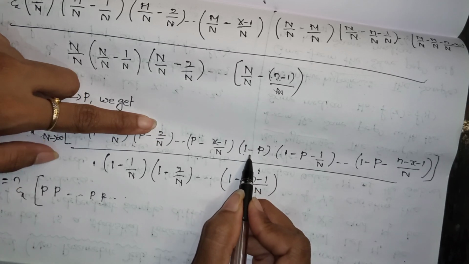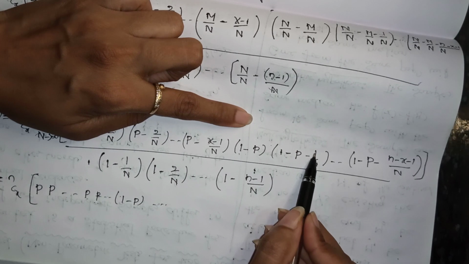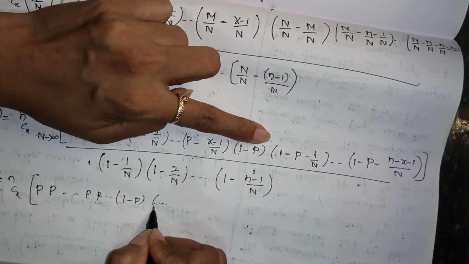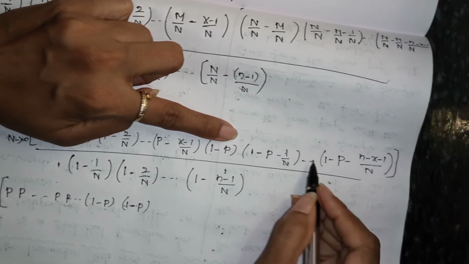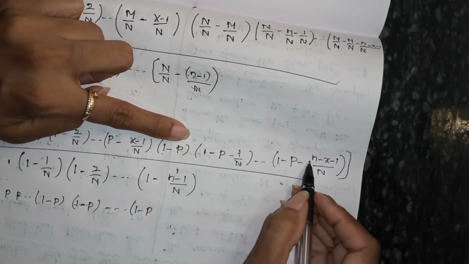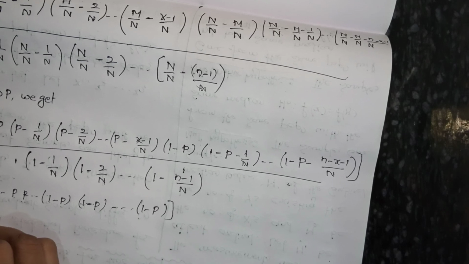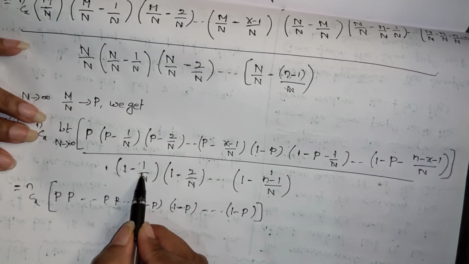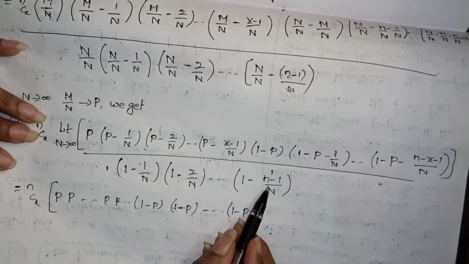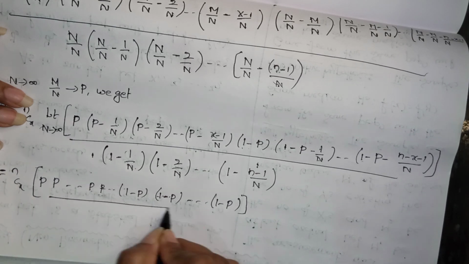Now coming to here, 1 minus p again and so on. Here 1 by n means 0, so again 1 minus p again and so on. Here 1 minus p. Again this one becomes 0. So that means the whole denominator here is 1. Here 1 minus 0 and so on, 1 minus 0. That means 1 into 1 into 1 is nothing but the whole by 1.